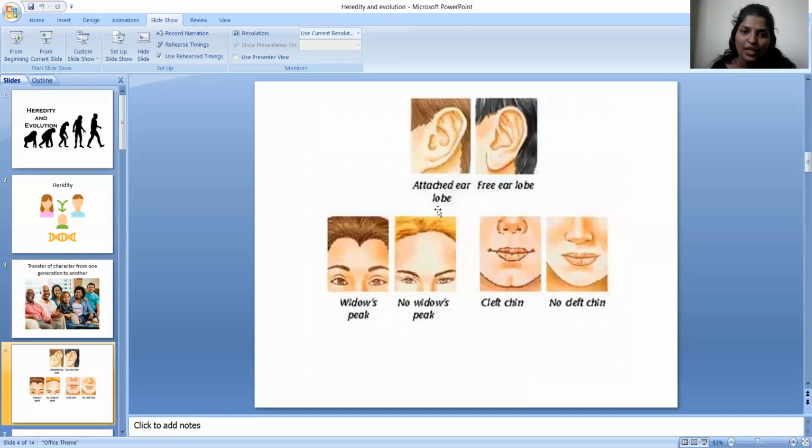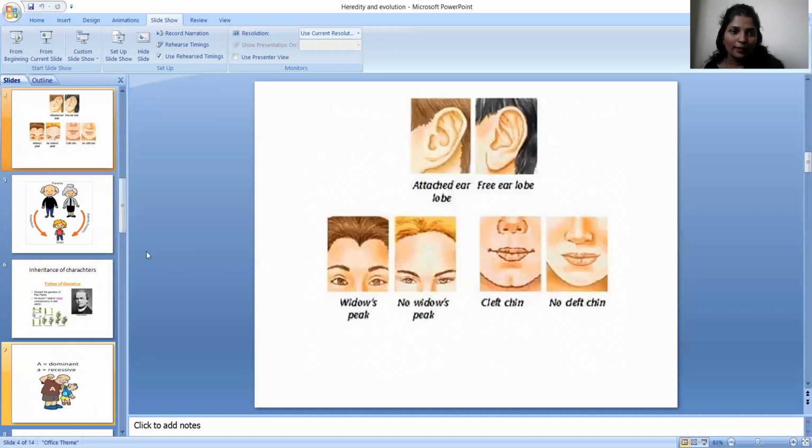Some other traits are also there. For example, attached earlobe. Some people have this kind of earlobe, and that character is transferred from them to their children. Some people have free earlobes. Some have a widow's peak just like this, and some have no widow's peak. Some have other traits like a cleft chin. You will find some people having a cleft chin because their parents also have this kind of trait, and it has been transferred from them to their children. And another character is no cleft chin. Such various characters are found which have been transferred from parents to children.